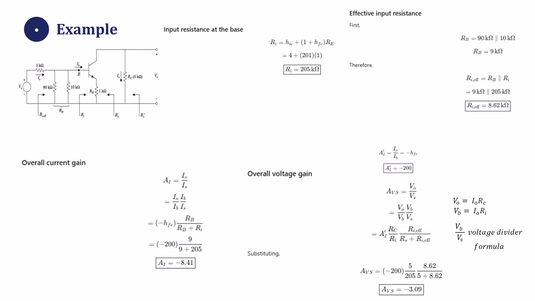Finally, the overall voltage gain with respect to the source AVS equal to VO over VS. We split this into two ratios, VO over VB times VB over VS. The first ratio works out to AI prime times RC over Ri. The second ratio is a voltage divider between the source resistance and the effective input resistance, Ri prime over the quantity RS plus Ri prime. Substituting our numbers, negative 200 times 5 over 205 times 8.62 over the quantity 5 plus 8.62 gives us an overall voltage gain of negative 3.09.